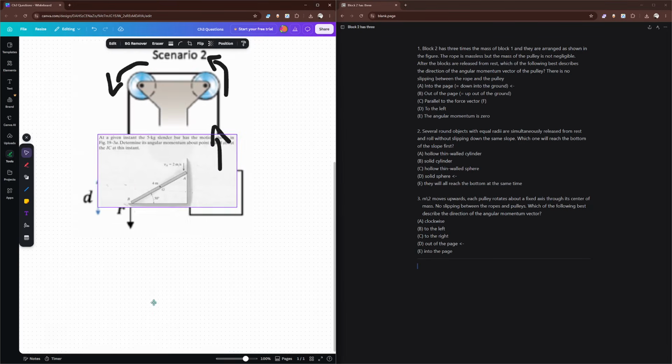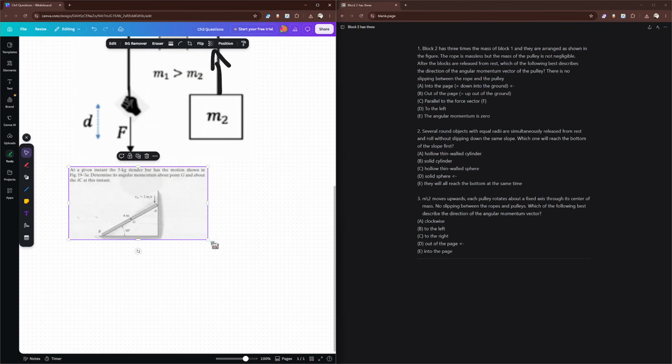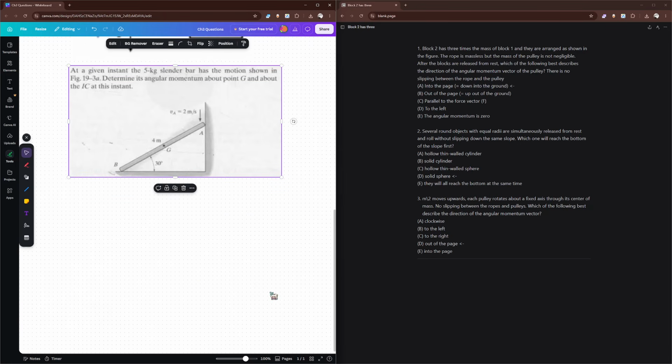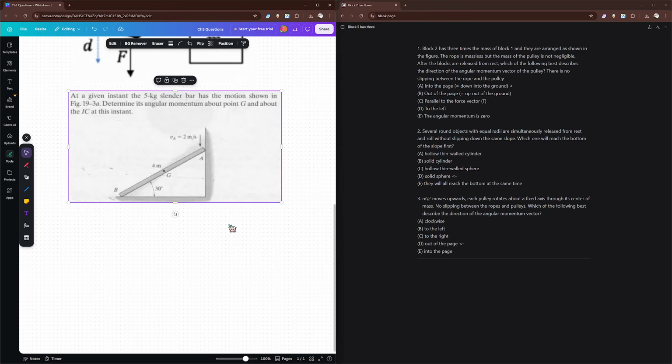Now this one I have written. I could have just left it at the multiple choice, but I feel like doing a written is also very helpful. So anyways, at a given instant, the 5 kilogram slender bar has the motion shown in the figure. Determine its angular momentum about G and about the IC at this instant.